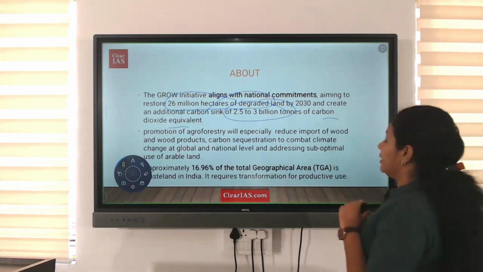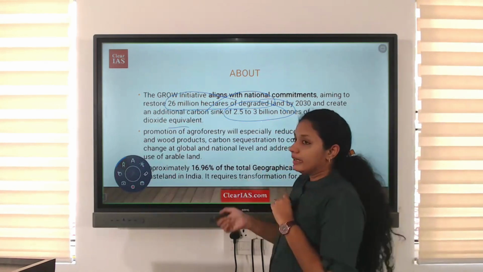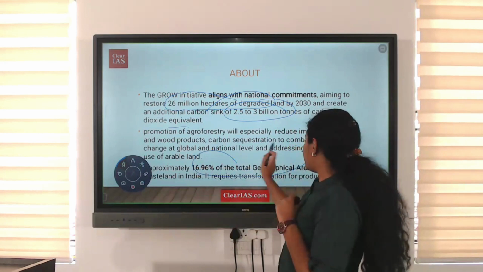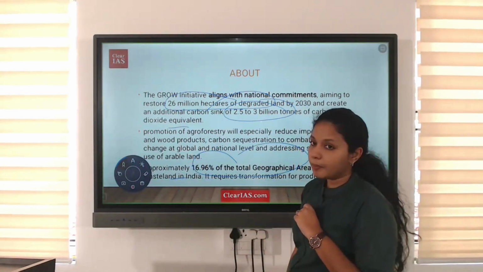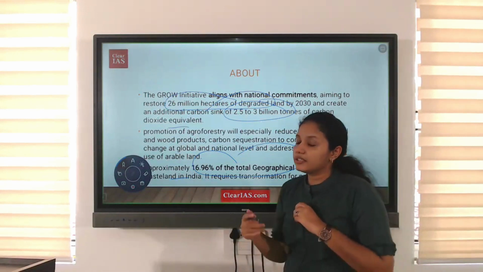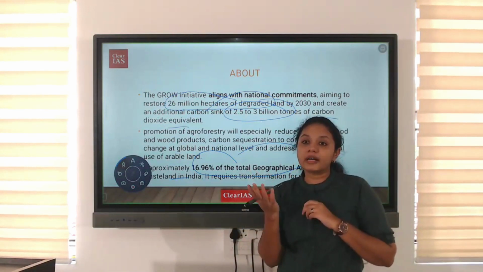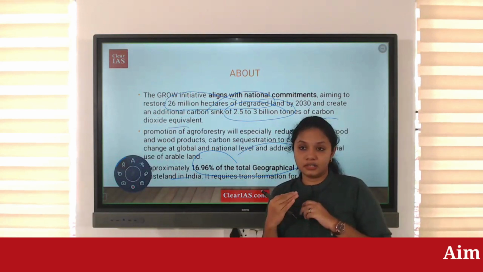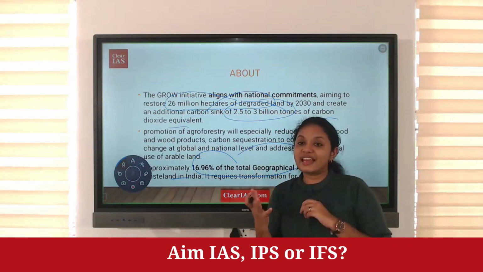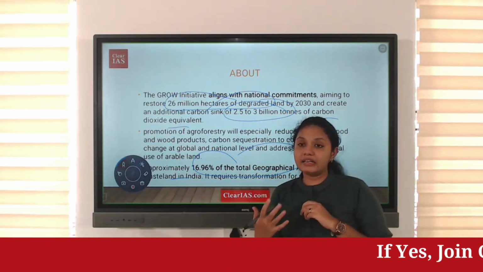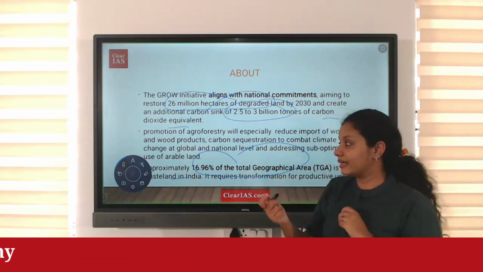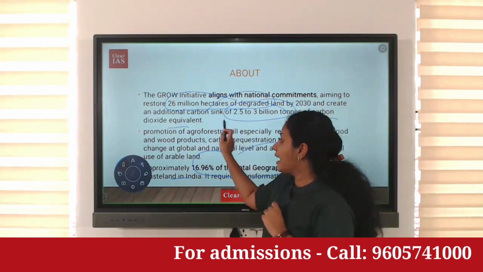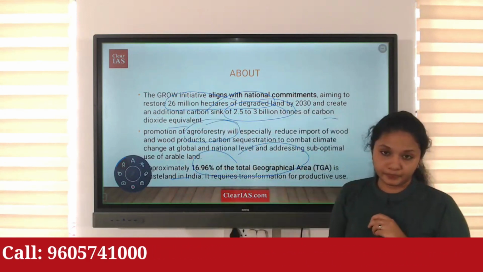Now, approximately 17% of the total geographical area of India is wasteland. So it is not that we do not have land for converting into forest. Nearly 17% of our land is wasteland, so it can be used for productive purposes, that is, for agroforestry.